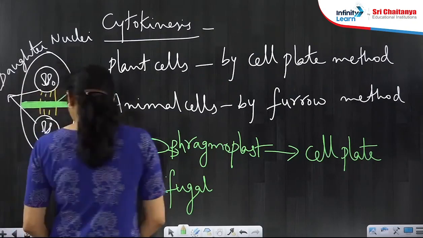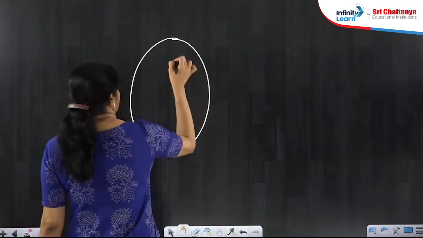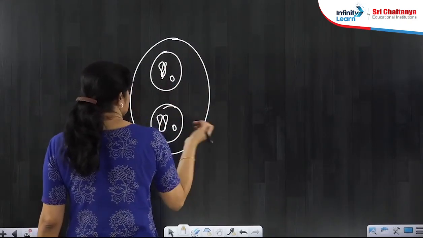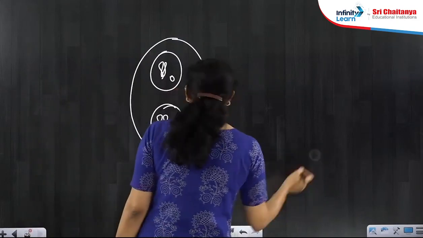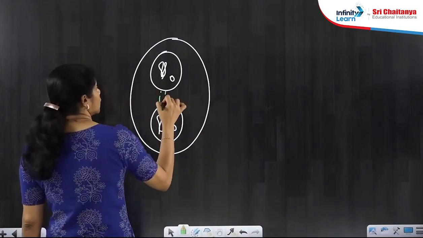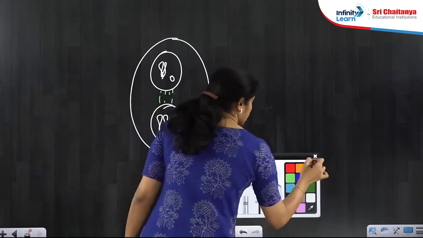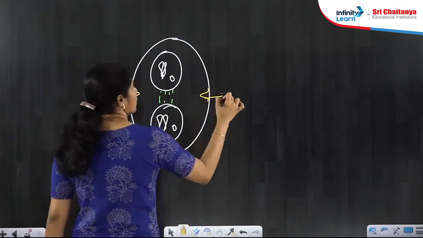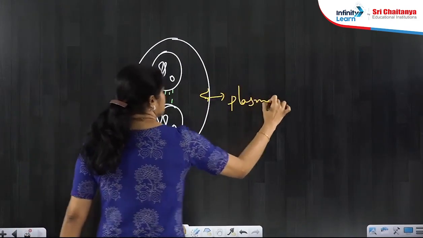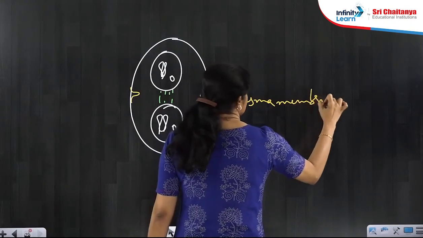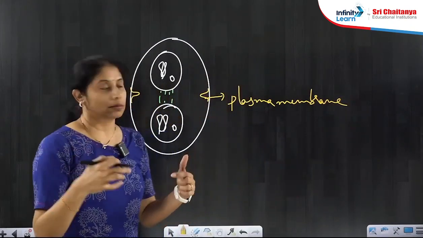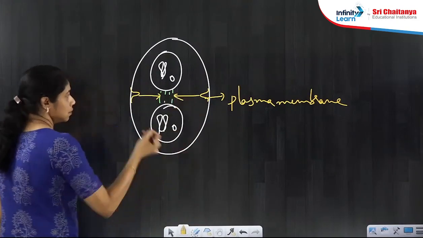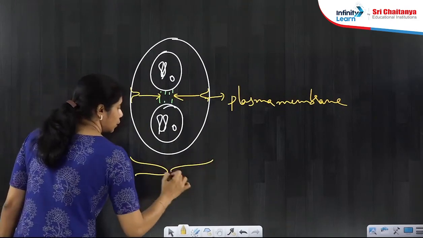In animal cells, how it happens is, two daughter nuclei are already there with chromatin and nucleolus. Okay. Now, the spindle fibers are already there here. The cell will constrict in the center. This is the plasma membrane. It invaginates. It will be tucked in. And this tucked in plasma membrane will be growing towards the center. So, it will be growing slowly like this from both the ends.